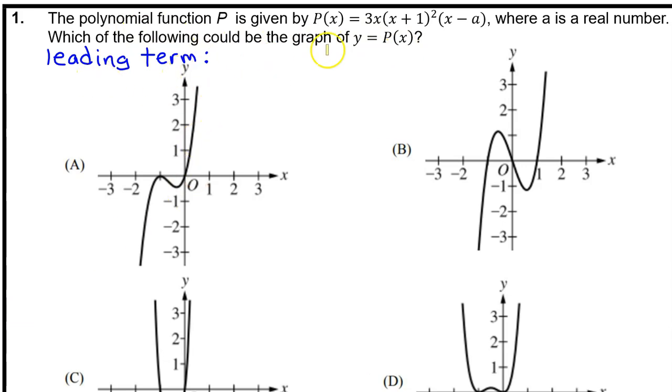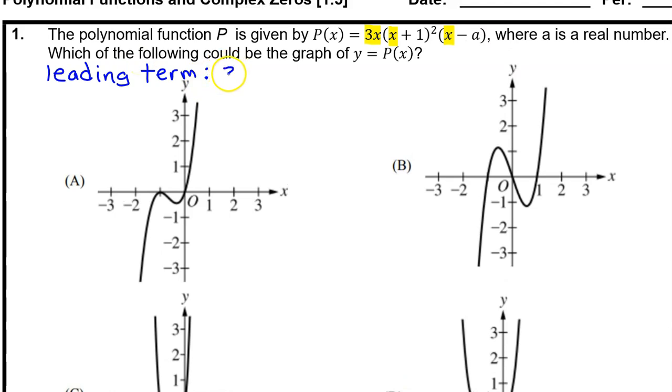If we could find the leading term of p of x, that would give us a lot of information to help us choose. We can find the leading term by considering only the leading term of each factor. So we will consider only the 3x, the x to the second power, and this x. Ignore the plus 1 and ignore the minus a. In that case, the leading term can be found by 3x times x to the second power times x. In other words, I see 4 x's here, so 3x to the fourth power.